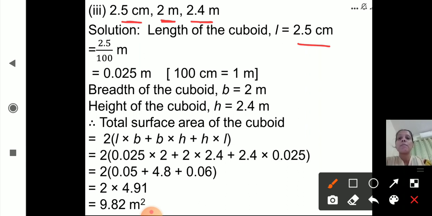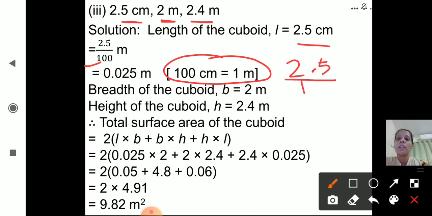Breadth and height is given in meter, so we will convert this length into meter. So 2.5 centimeter we will convert it into meter. How will we convert this centimeter into meter? As we know, 1 meter is equal to 100 centimeter, right? So 2.5 centimeter is equal to 2.5 divided by 100 meter. Okay, now we'll do the division. 2.5 divided by 100 is what? We'll remove the decimal point and we'll add here 1 0. Okay, so we will get 25 upon 1000.